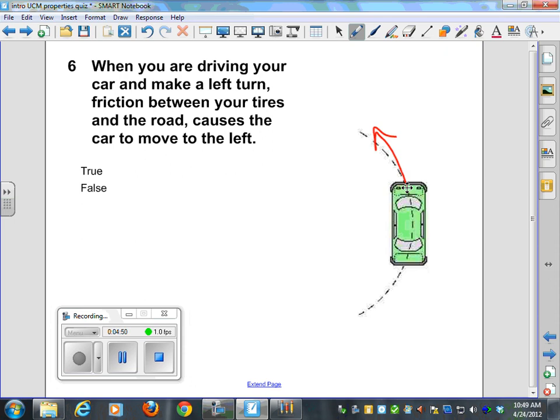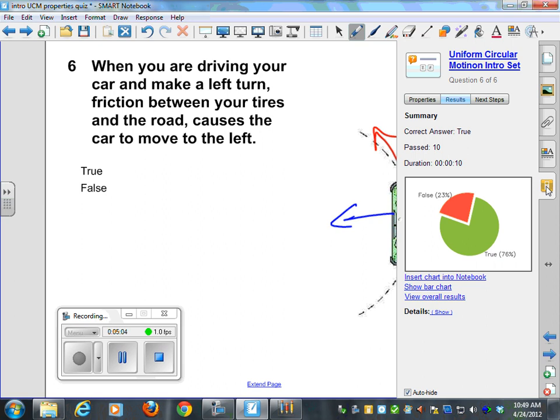Is it true or false that the tires cause the car to move left? There's friction between your tires and the road that actually pushes the car left. In other words, the force on your car is this way. Yes. And the correct answer is that's true.